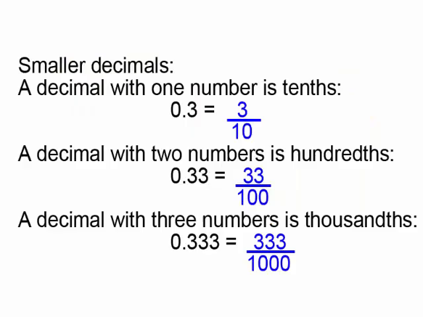If we look at some smaller decimals converted into fractions, we can see the decimal with one number is tenths. A decimal with two numbers can be expressed as a fraction of hundredths. And finally, a decimal with three numbers can be expressed as thousandths.